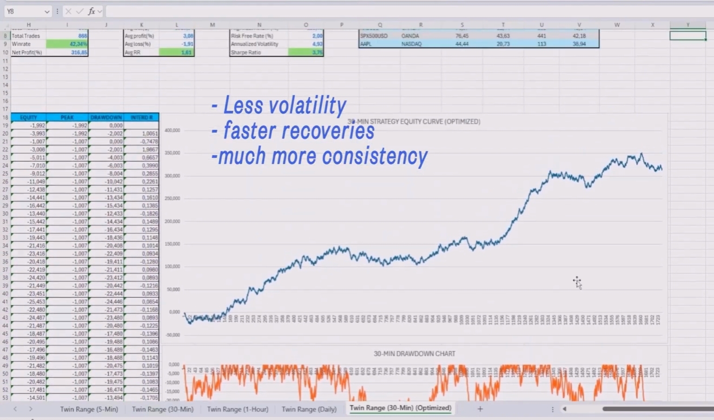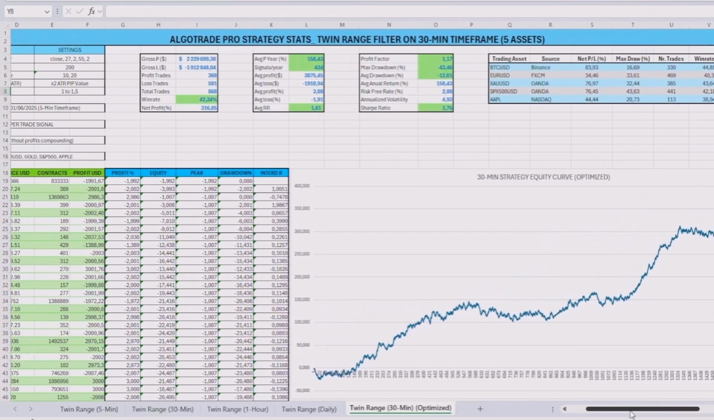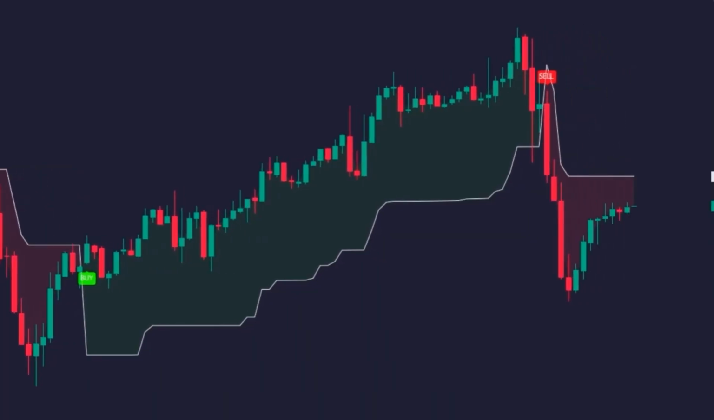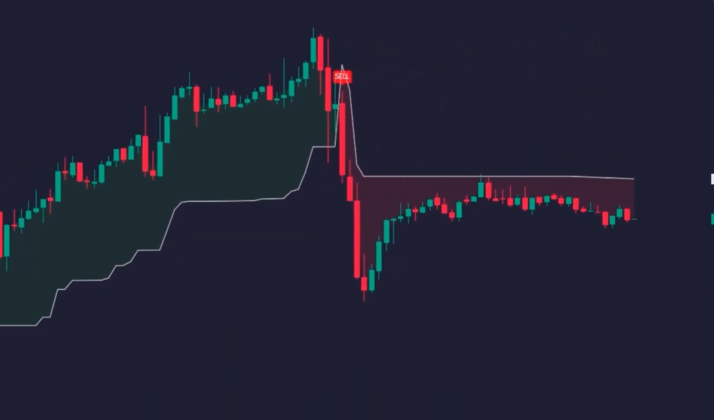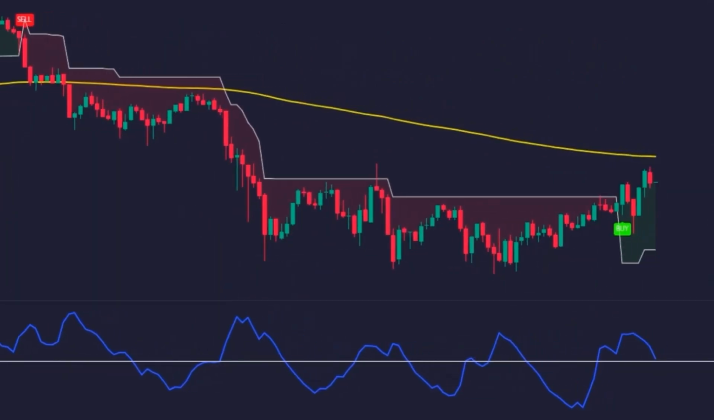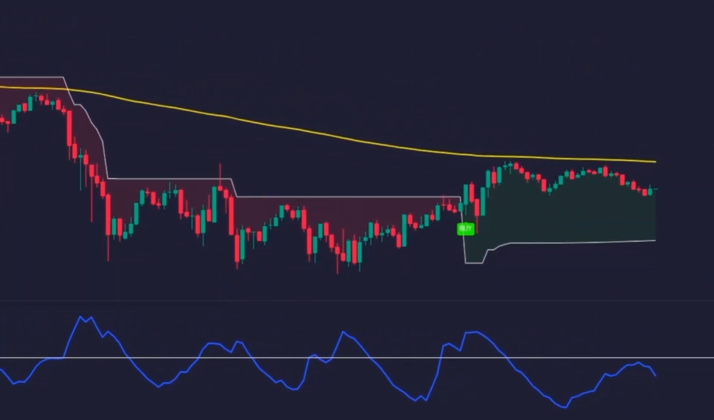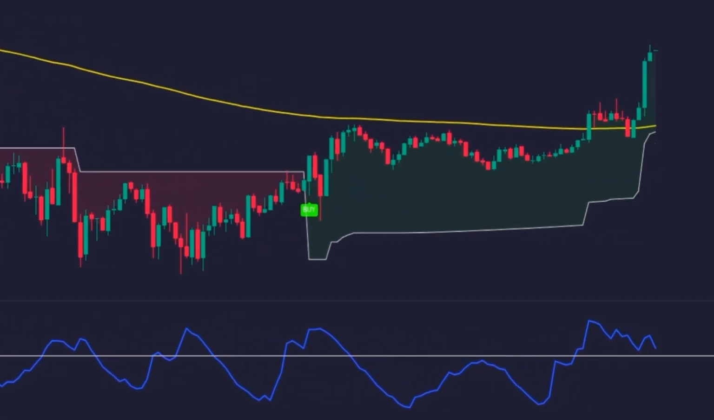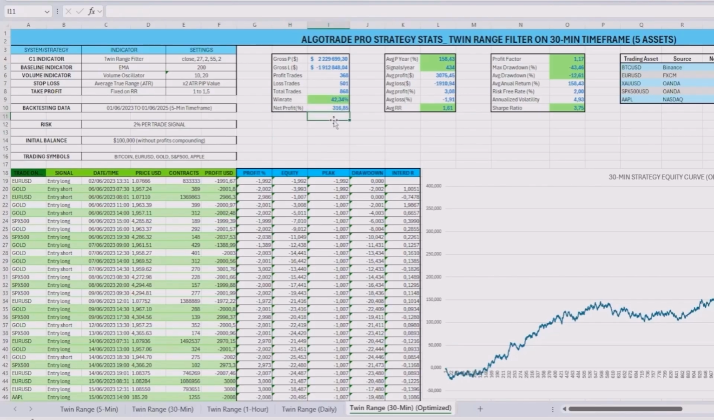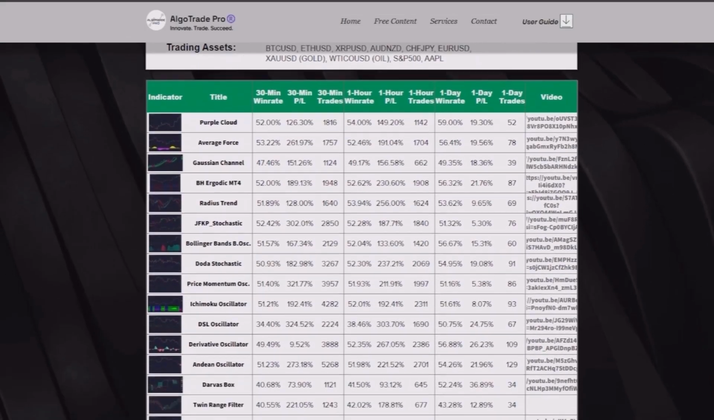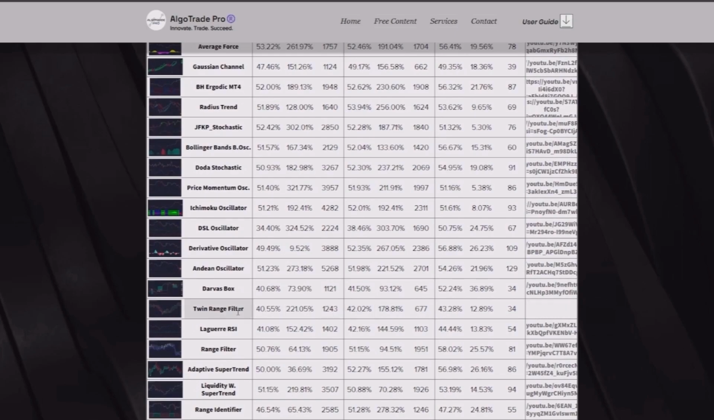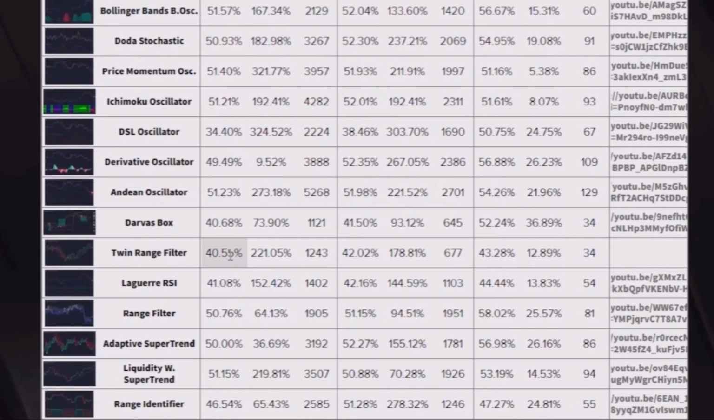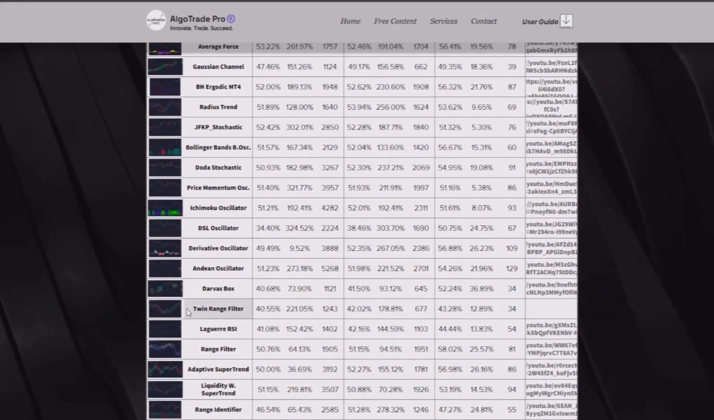And this is why it is really important to optimize any strategy. The twin range filter is already a strong breakout indicator, but when combined with even a basic volume filter like the volume oscillator, the results can drastically improve, both in performance and stability. So, with everything we have seen, I believe the twin range filter deserves a solid place on our official strategy ranking table, this spot right here.